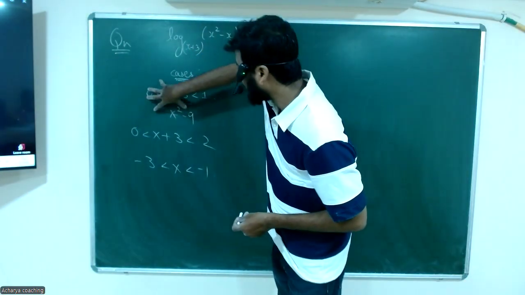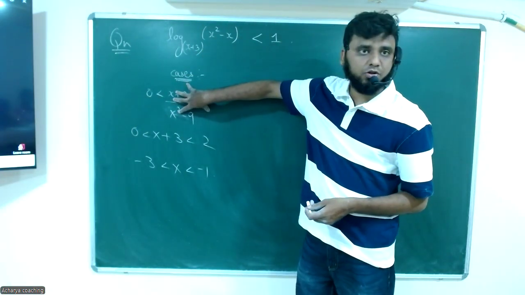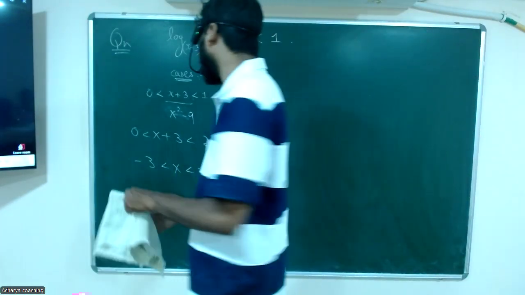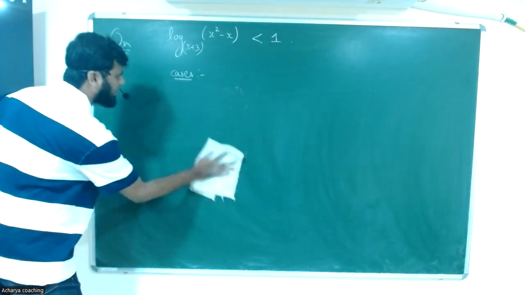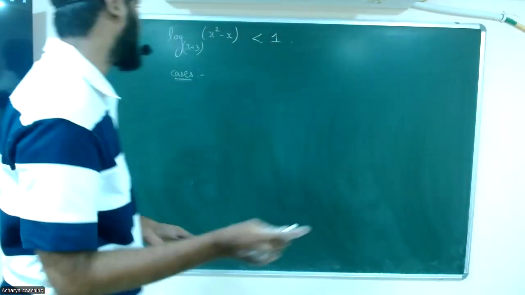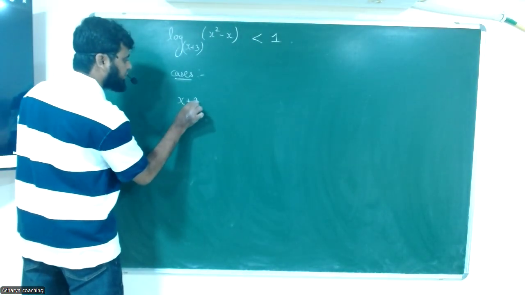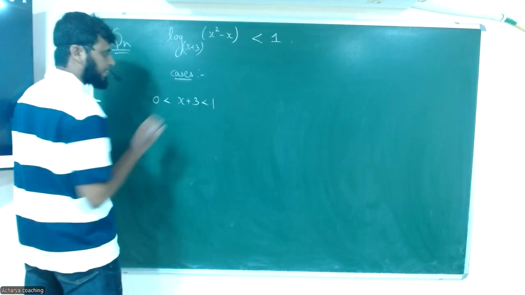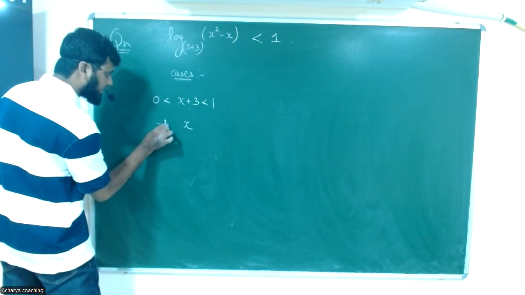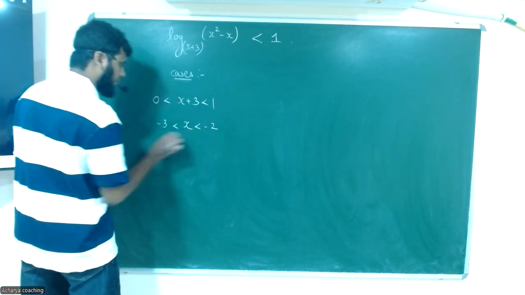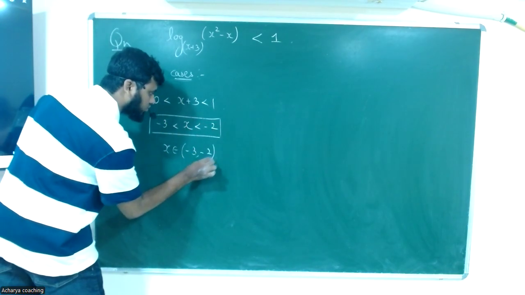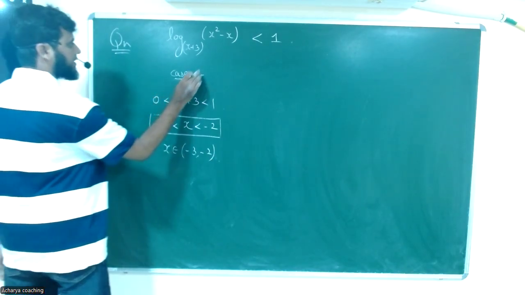So this inequality you have to solve separately, and this inequality separately. Finally, what you have to do? You have to take the intersection. Clear? That is what I have explained there. But since here only constants are there, we can do this directly. No need to use that double inequality. So x plus 3 should be in between 0 to 1, which means I can just subtract 3: minus 3 less than x less than 1 minus 3, that is minus 2. So x belongs to minus 3 to minus 2. So this is case 1.